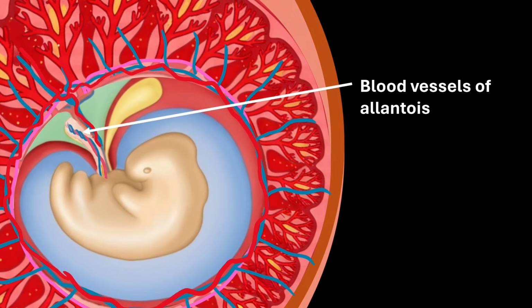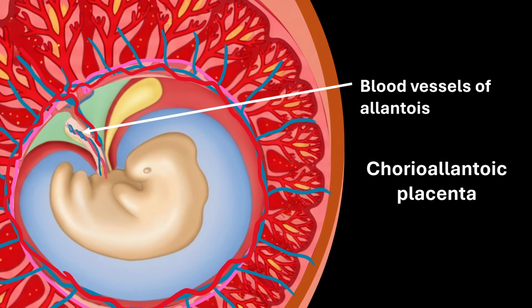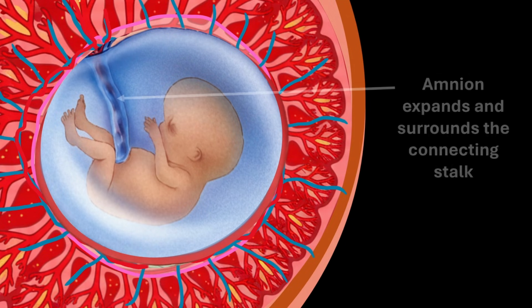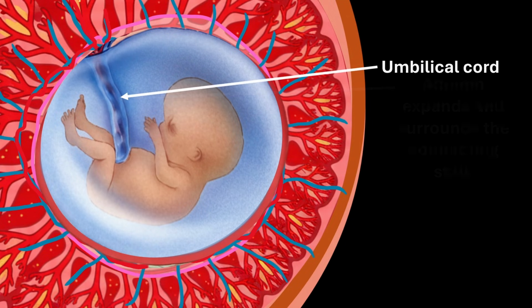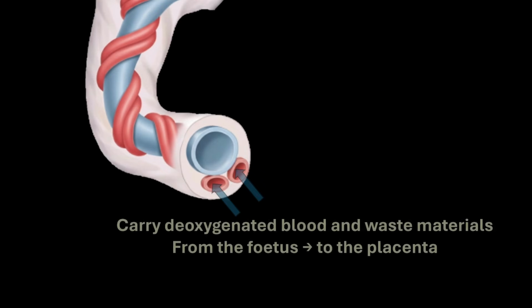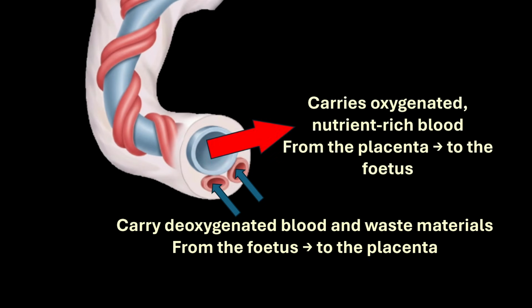After gastrulation, the allantois grows into connecting stalk and then the blood vessel starts to develop within it. Since these blood vessels extend through the connecting stalk into the chorion, this type of placenta is known as chorioallantoic placenta. Later, the amnion expands and this covered connecting stalk becomes the umbilical cord. The umbilical cord contains two umbilical arteries and one umbilical vein. These arteries carry deoxygenated blood and waste materials from fetus to the placenta, while the umbilical vein carries oxygenated nutrient-rich blood from placenta to the fetus.